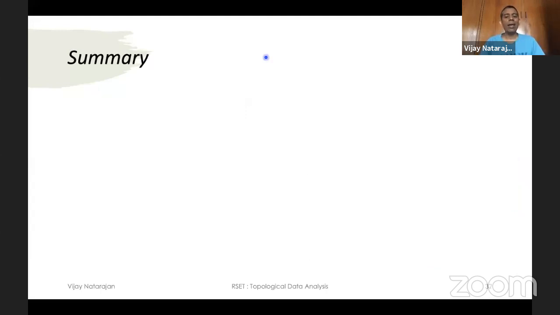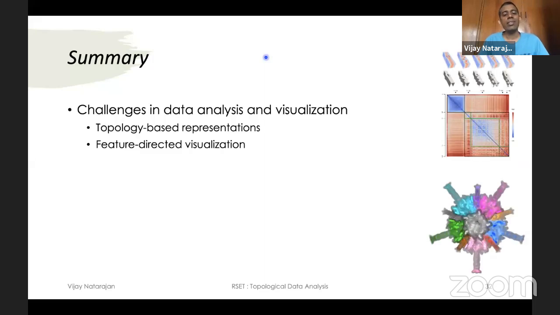So I hope that gave you some understanding of the power of topological data analysis. To summarize, there are several challenges when it comes to analyzing feature-rich data and visualizing them.